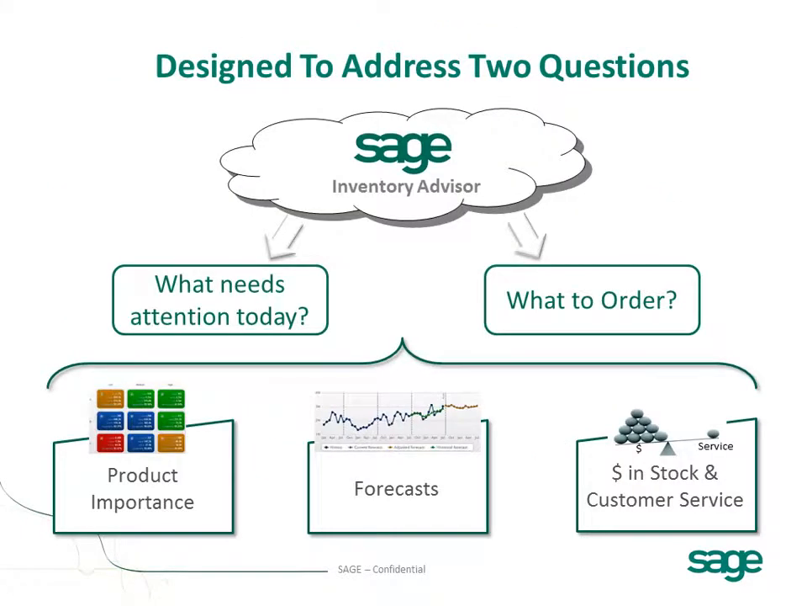To understand what Sage Inventory Advisor is designed to do, it's designed to focus on two key areas. Really what is needed today: what went wrong and what needs attention today, and what we need to be ordering. Underpinning those two key decisions is data classification or product importance ranking, some forecasting, and this whole aspect of setting target fill rates and target service levels around your stock so that your stock is being driven in the direction that you need it to for customer satisfaction.